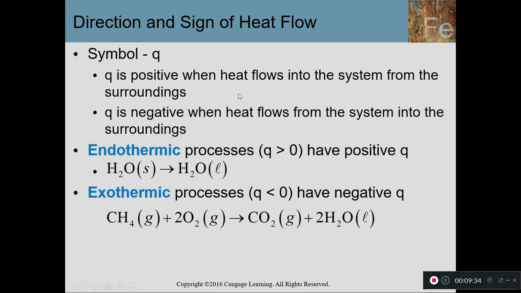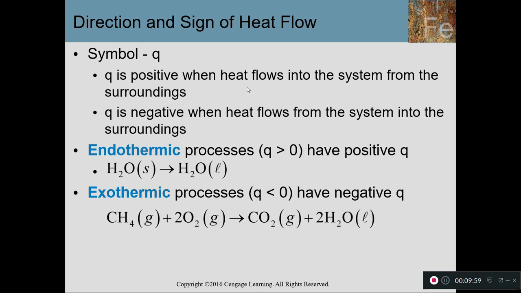So we're going to use the symbol Q. Q is the energy transfer, the amount of energy transferred, and the sign, positive or negative, tells you which direction it's going to go. So when we're talking about heat, there's two parts to it. There's the quantity, how much heat is being transferred, but also second is what direction does the heat go.